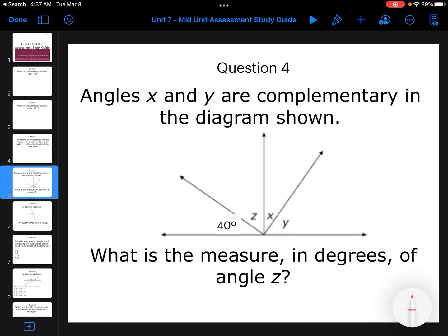It says that angles x and y are complementary, so that means it makes a right angle, which means this side has to make a right angle because this is a straight line. They want to know what is the measure of angle z. So I know that 40 plus z equals 90. So I'm going to subtract 40 on each side. Z equals 50 degrees.